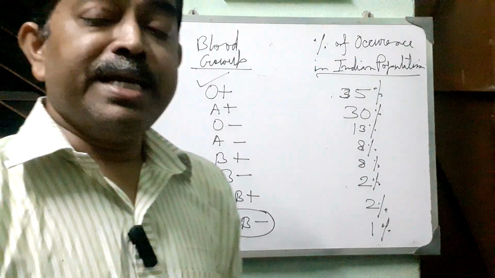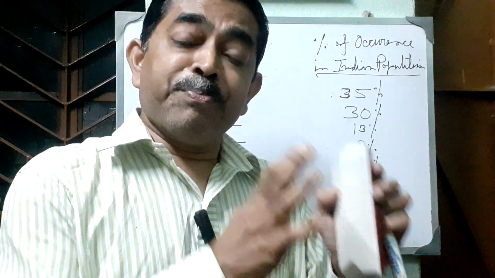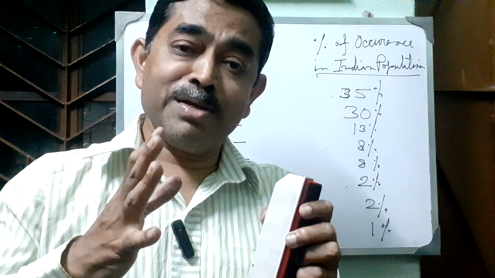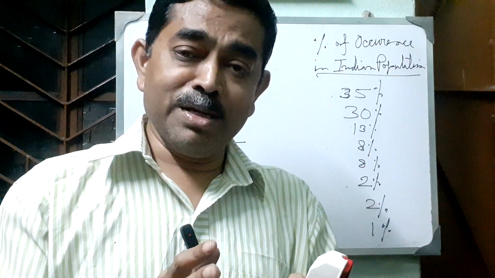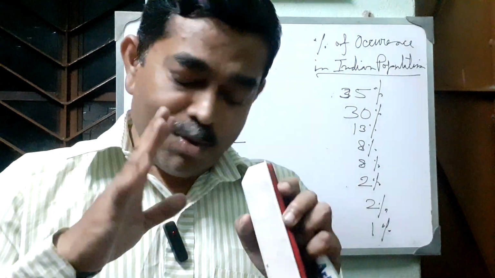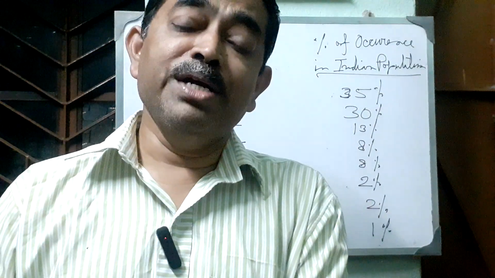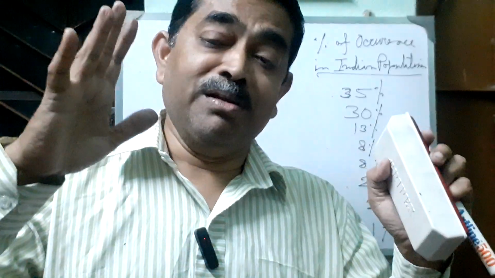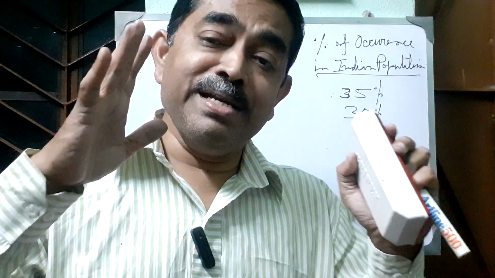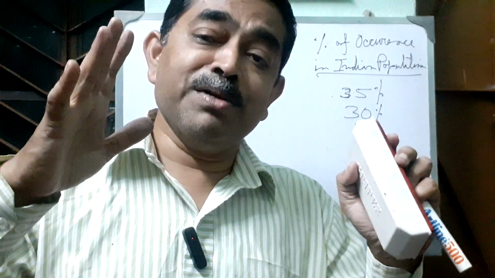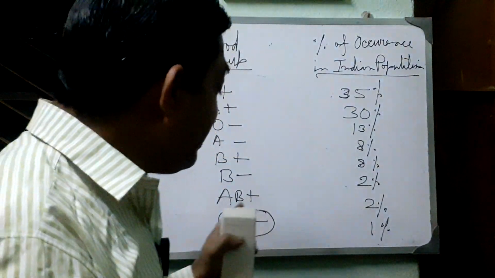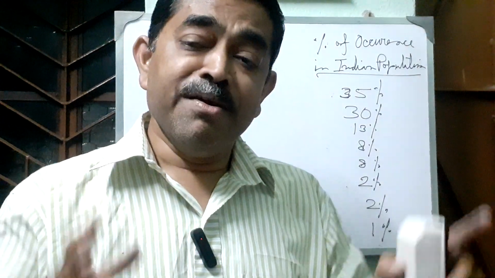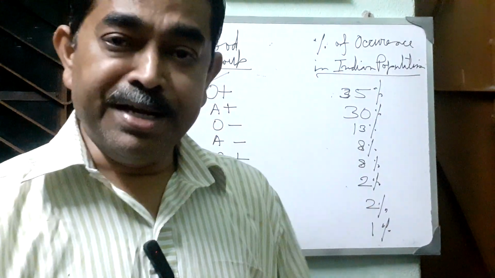A blood group will be considered a rare blood group when it is found in only one out of a random sampling of 1,000 people. When it happens in one out of 1,000 random samples of people, in that case AB negative blood can be considered the rarest blood group in the Indian population.